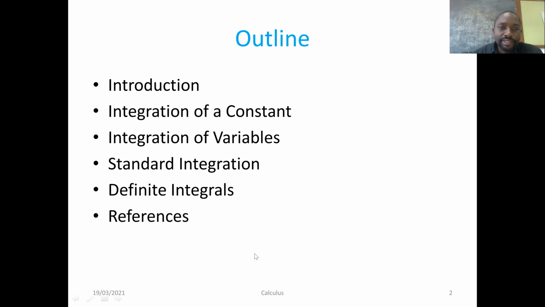The presentation outline will look as follows. We'll briefly look at the introduction to integration. We'll look at how to integrate a constant, then a variable, and then we'll look at some of the standard integrals. Finally, we'll look at definite integrals.